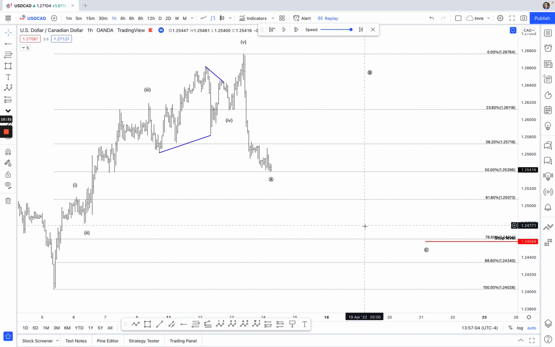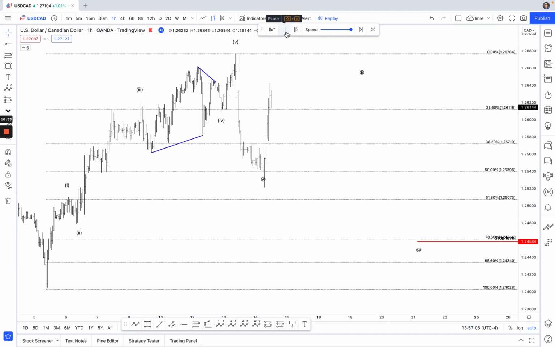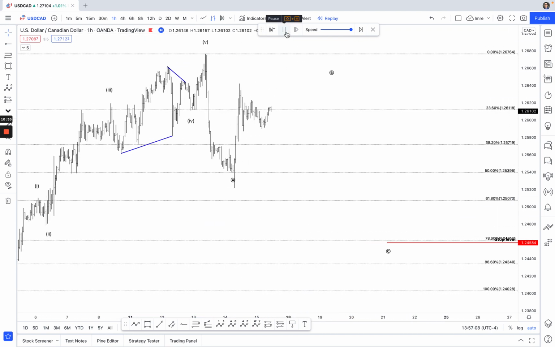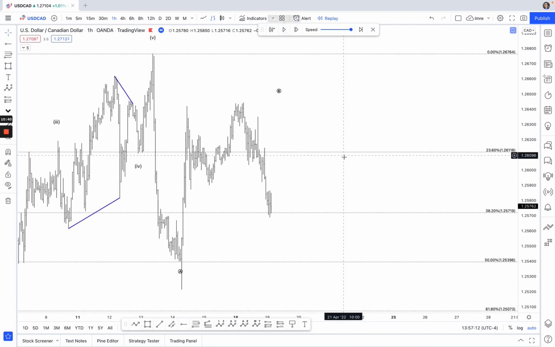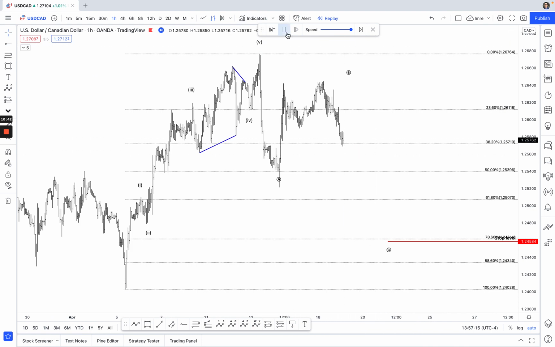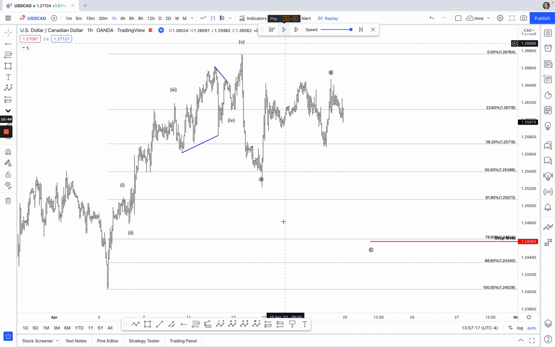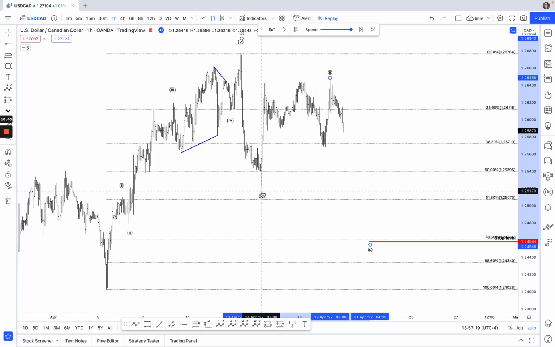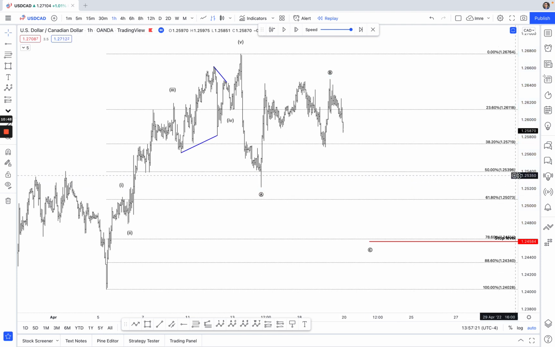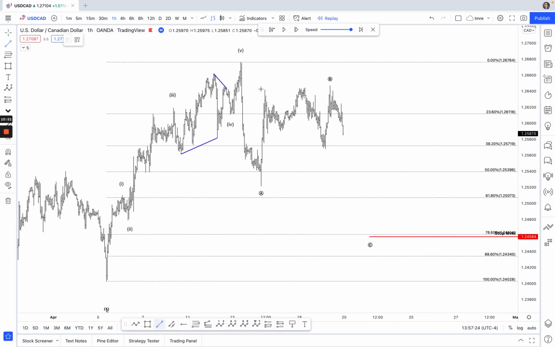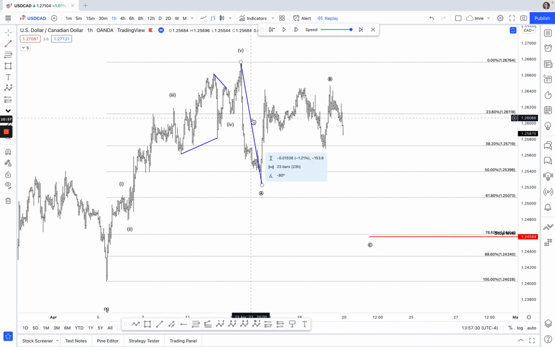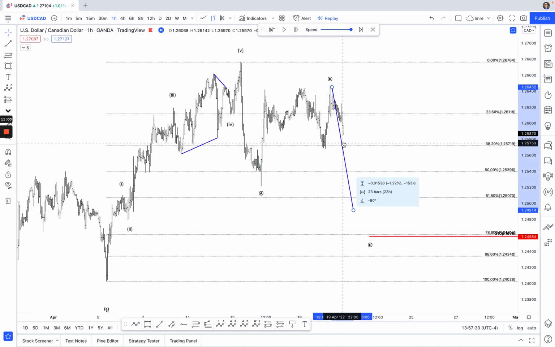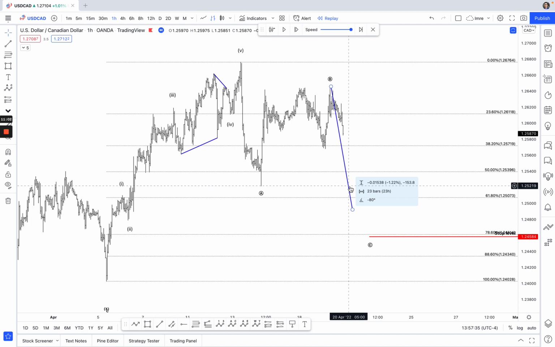So as the market unfolds and we get wave B, we can start narrowing down our calculations a little bit further. So one common relationship between waves A and C is that they tend to be relatively equal in size. So this means that if wave A down here is approximately 153 pips, then wave C should be approximately 153 pips as well.